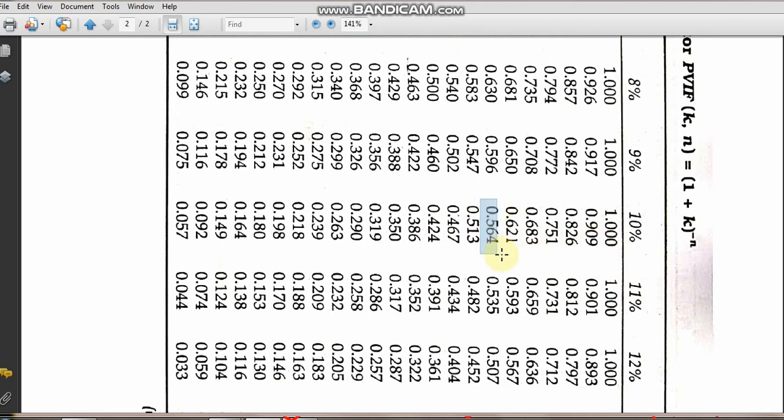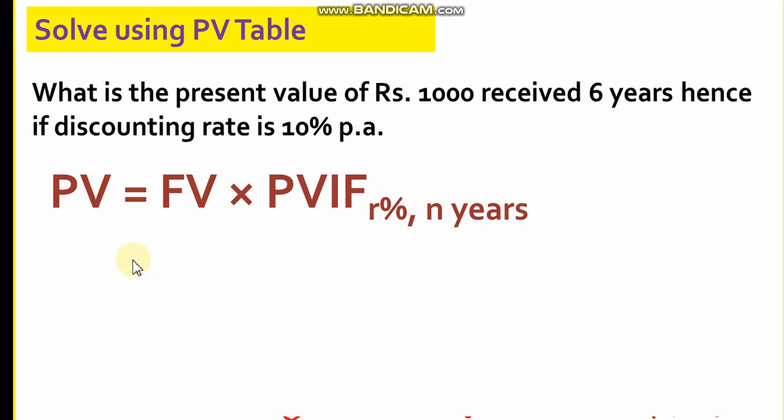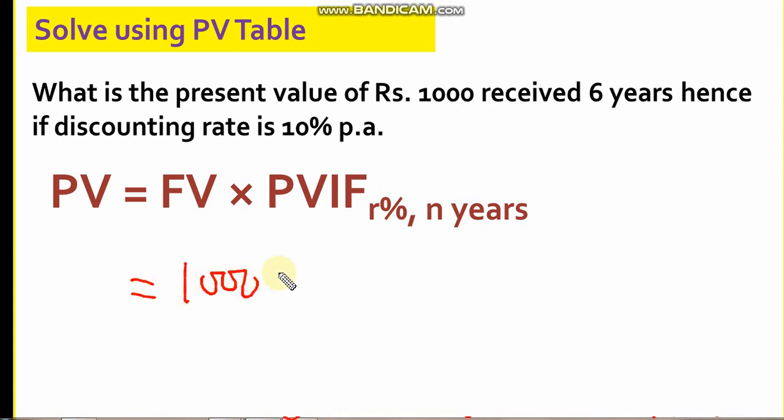Now see, the value already is calculated: 0.564. What we had in our calculation, that value already is calculated here. So directly we can write down this value like this is equal to 1000 into 0.564. That means the answer will be 564, right? Multiple amounts given in the future, we will cover in the next video.